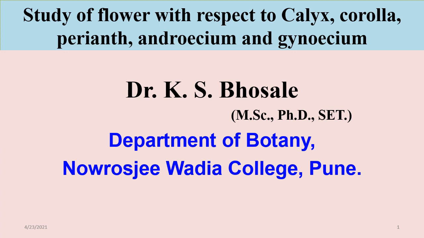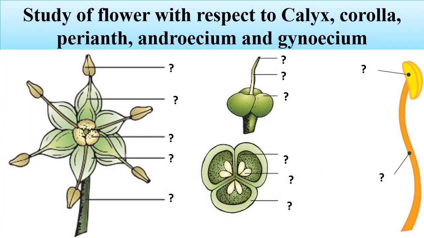In today's presentation we are going to study flowers with respect to calyx, corolla, perianth, androecium and gynoecium. So we can start with today's presentation. In this presentation we will be focusing on all the detailed descriptive morphological terms of calyx, with respect to corolla, with respect to perianth, with respect to androecium as well as gynoecium.